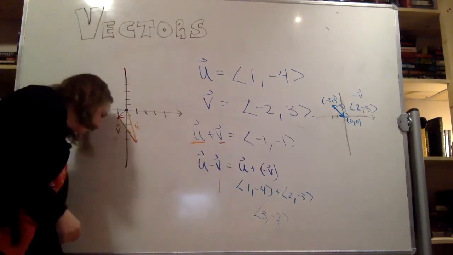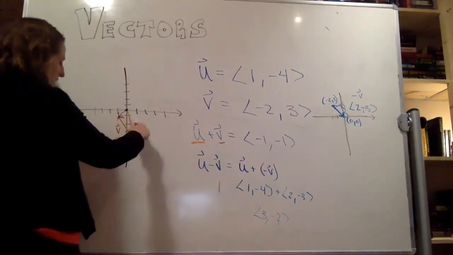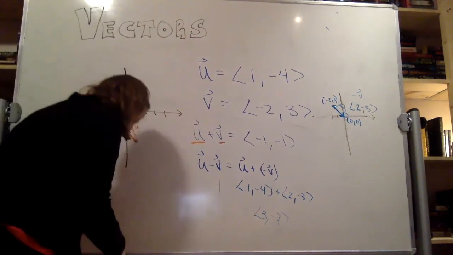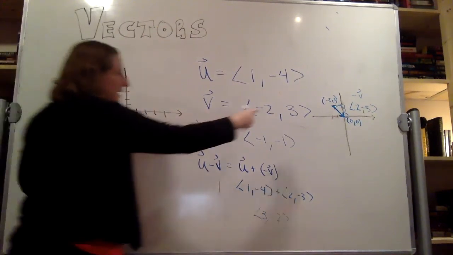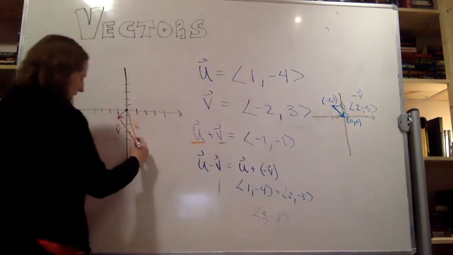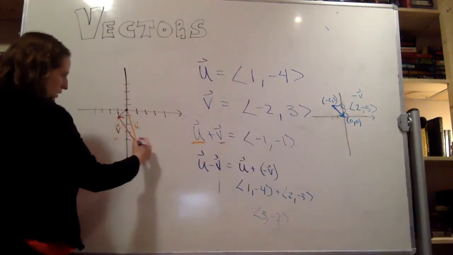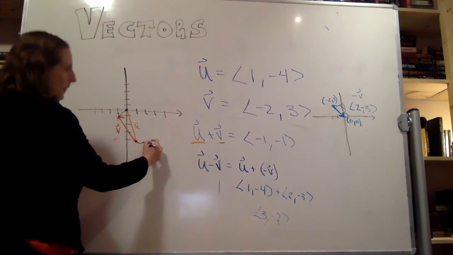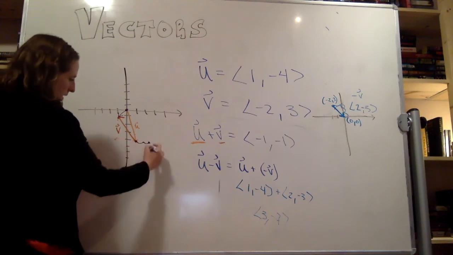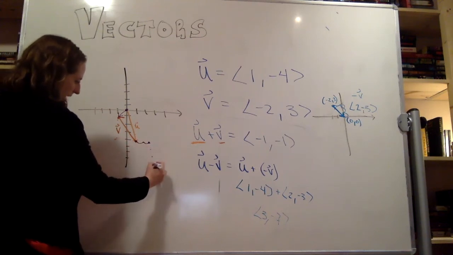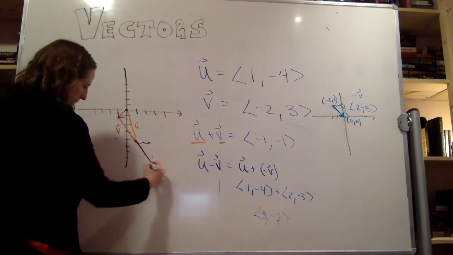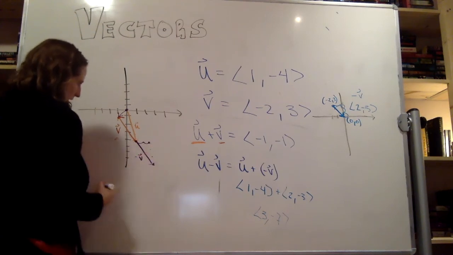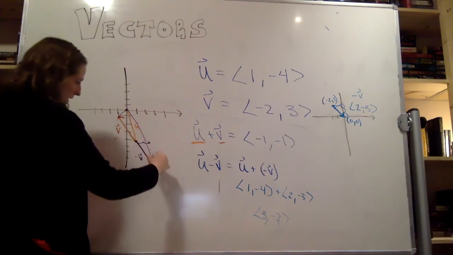If we look at this graphically, it's going to get messy, I'm sorry. Here's our u. We want to do plus -v. Negative v is 2, -3. So that means here I'm going to go over 2, and then down 3. So I'm going to be ending here. So there's -v. So my resultant would go from here to here.